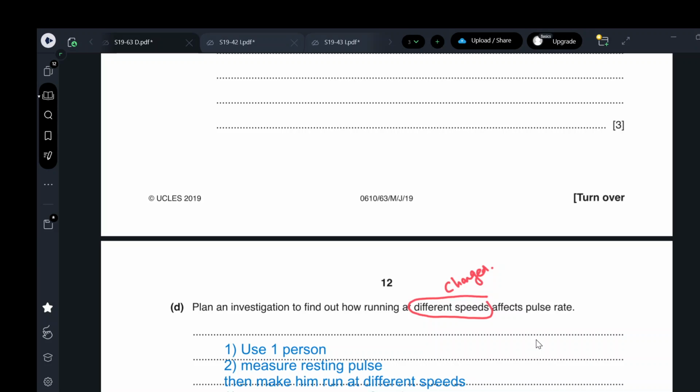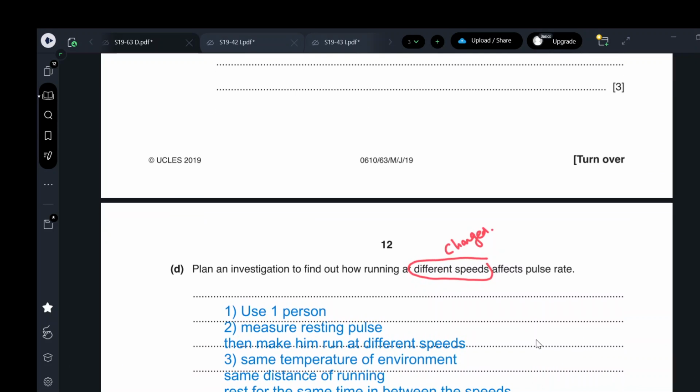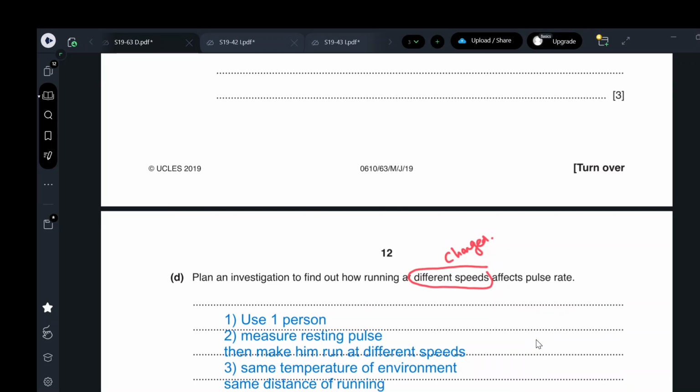What is the controlled variable? You got the same person, so this is a controlled variable. The temperature must be the same every time he runs. The temperature of the environment around him must be the same. The clothes he's wearing must be the same. Everything must be the same. Same distance of running. You change the speed, but he will run for the same distance.